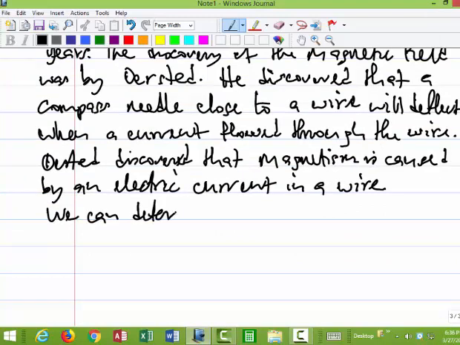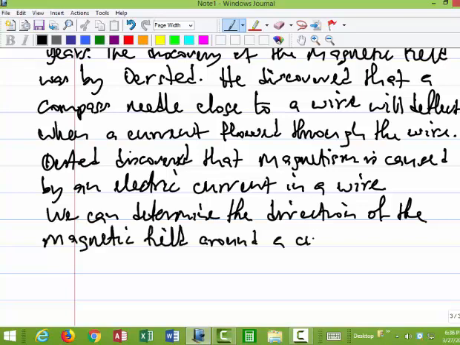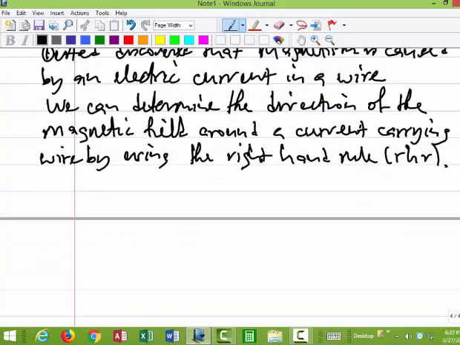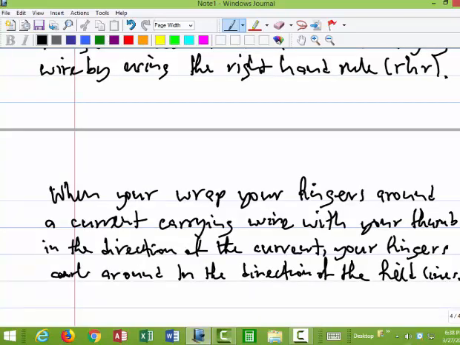We can determine the direction of the magnetic field around a current carrying wire by using the right-hand rule, RHR. So that means you wrap your fingers around a current carrying wire with your thumb pointing in the direction of current. That means then your fingers will curl in the direction in which the magnetic field points. So your fingers will curl around in the direction of the field lines.